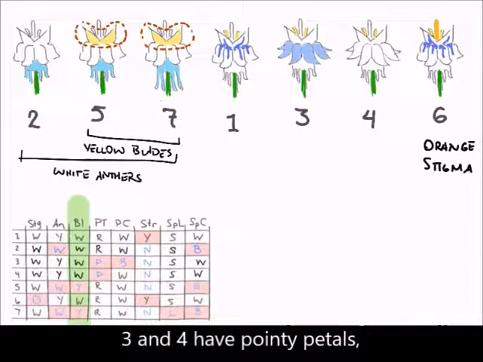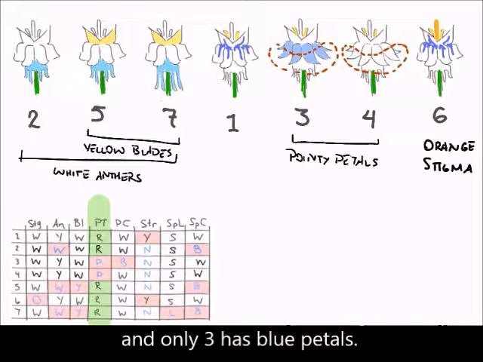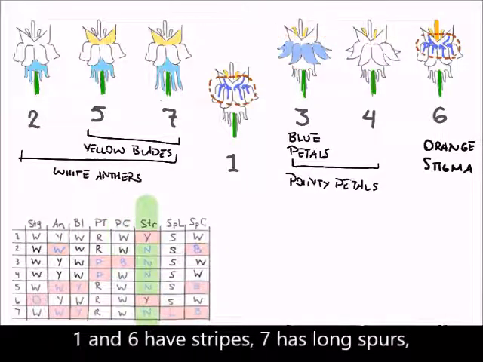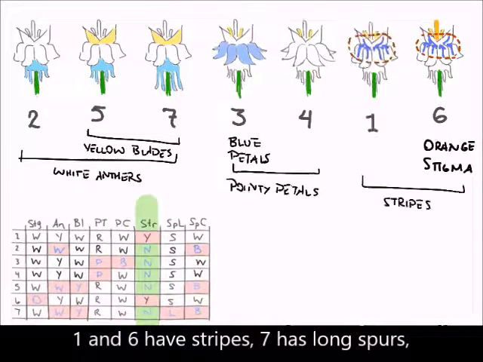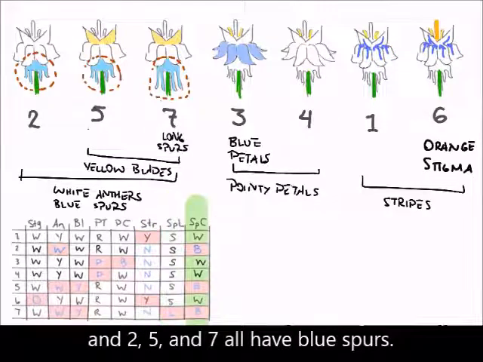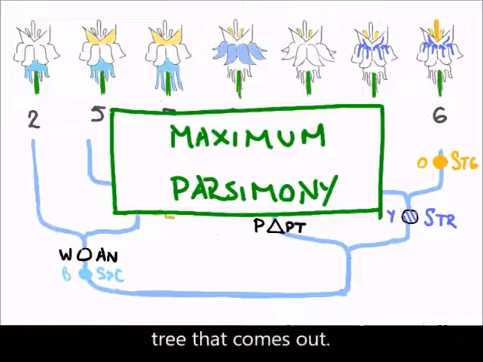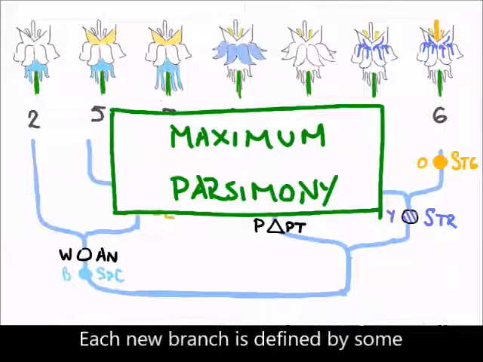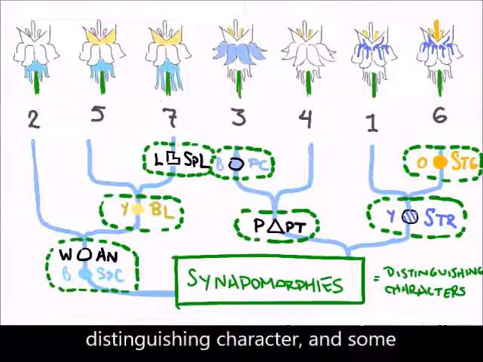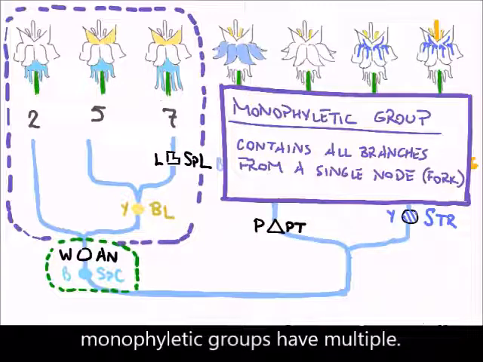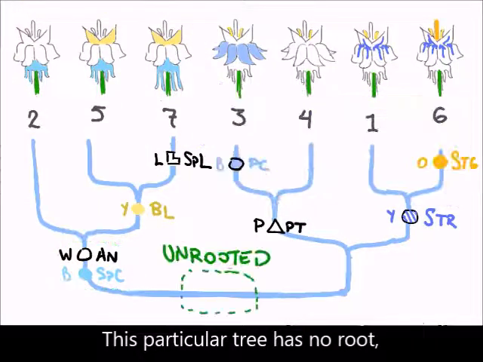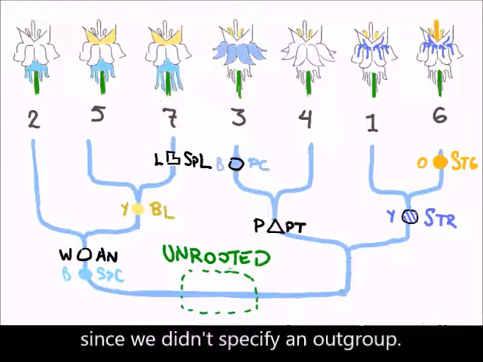3 and 4 have pointy petals, and only 3 has blue petals. 1 and 6 have stripes, 7 has long spurs, and 2, 5, and 7 all have blue spurs. Here's the simplest, or maximally parsimonious, tree that comes out. Each new branch is defined by some distinguishing character, and some monophyletic groups have multiple. This particular tree has no root since we didn't specify an outgroup.